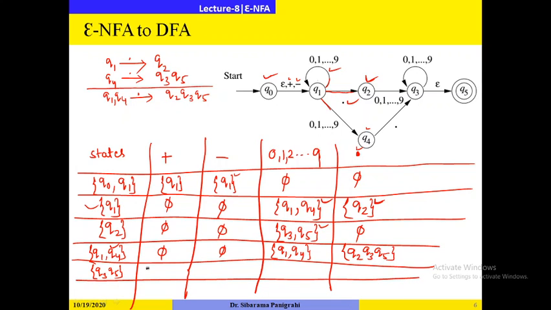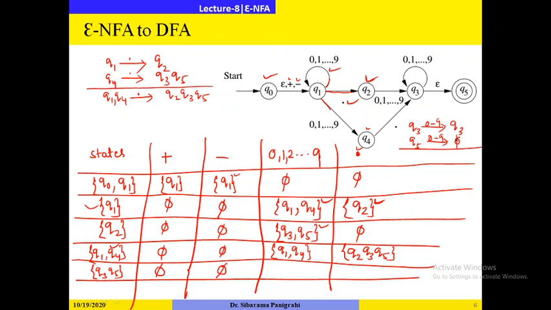So now Q3 Q5 by taking plus as input. Q3 by taking plus as input, there is no next state. Q5 by taking plus as input, there is no next state. That's why it is 5. Q3 Q5 by taking minus as input, it's again 5. Q3 Q5 by taking 0 to 9 as input. So Q3 by taking 0 to 9 as input, it remains in Q3. Q5 by taking 0 to 9 as input, it's 5.